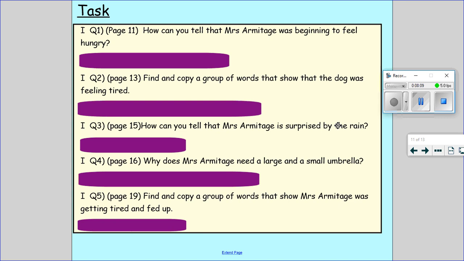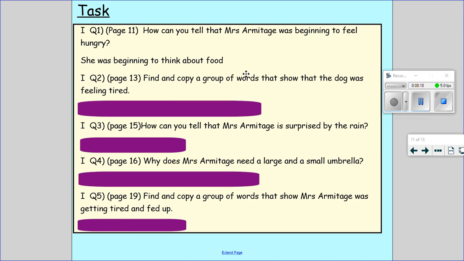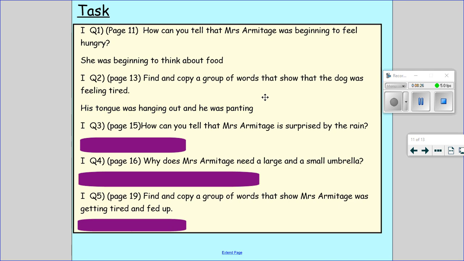Okay, are we ready for the answers? Question number 1, how can we tell she's beginning to feel hungry? She was beginning to think about food. Question number 2, find and copy a group of words that show that the dog was feeling tired. His tongue was hanging out and he was panting. Question number 3, how can you tell that Mrs. Armitage is surprised by the rain? She says, "Great heavens!"